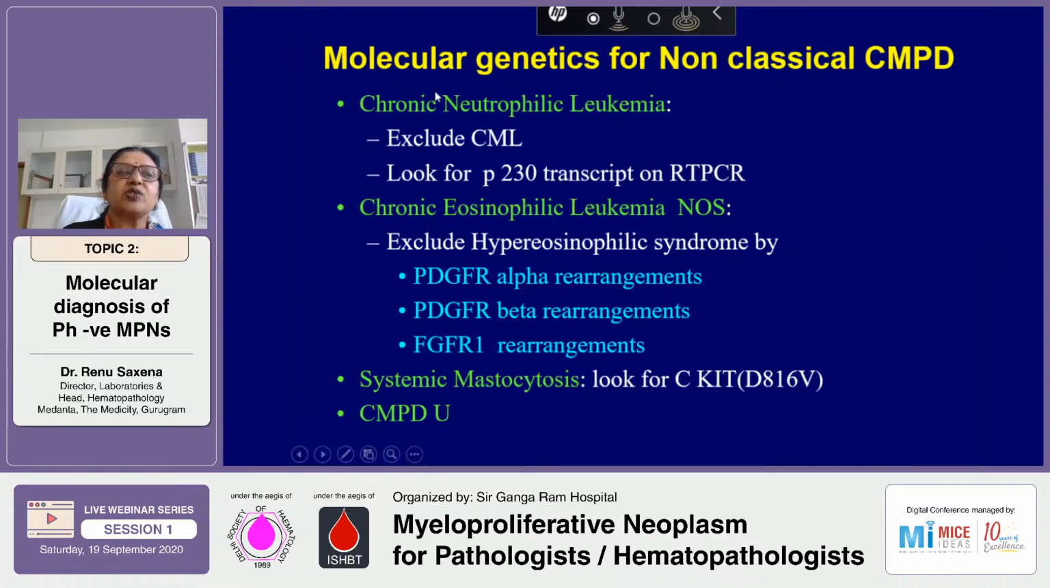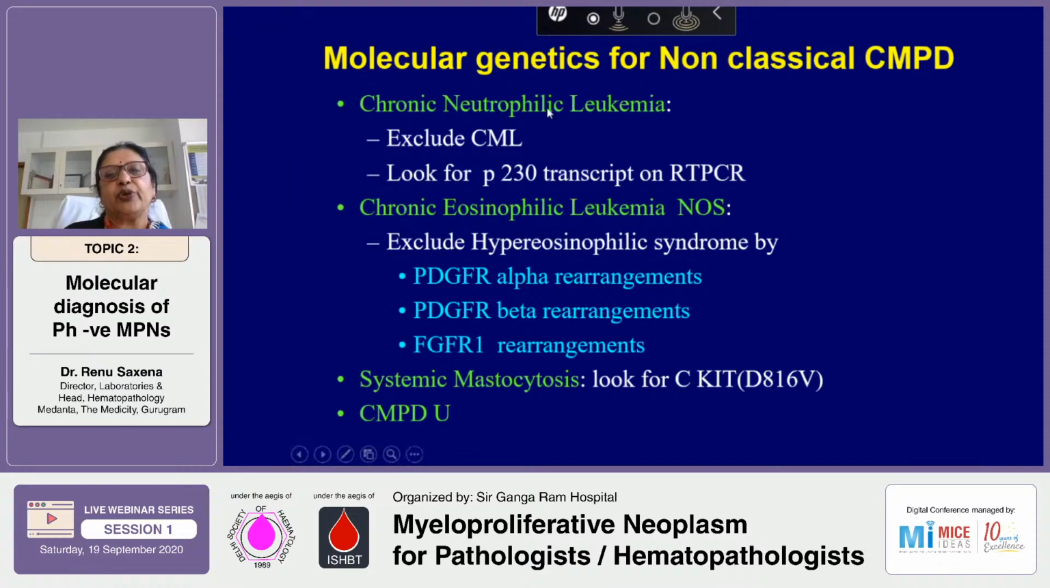So what are these? We have chronic neutrophilic leukemias, chronic eosinophilic leukemias NOS, that is, not otherwise specified, and systemic mastocytosis, and so we need to look at molecular genetics to confirm or exclude these. What do we do in neutrophilic leukemia? We exclude CML. Therefore, you run a BCR-ABL, and particularly if you find a P230 transcript, you might think this is a chronic neutrophilic variant of CML.